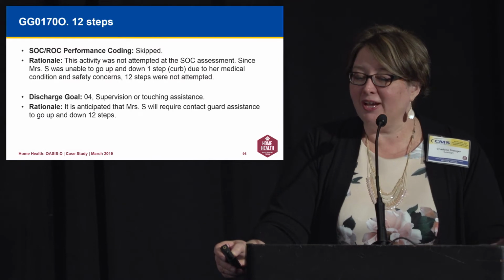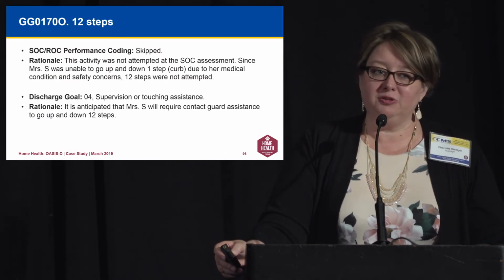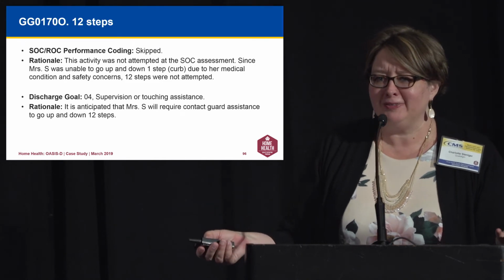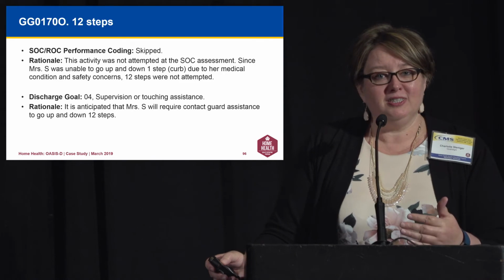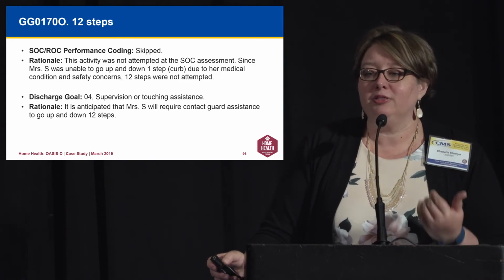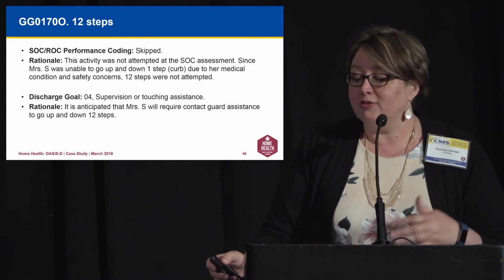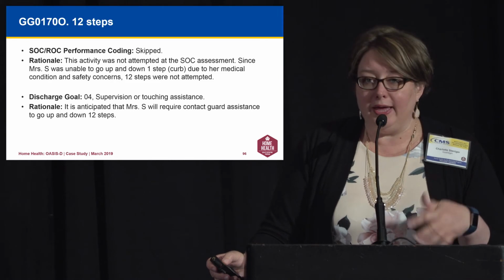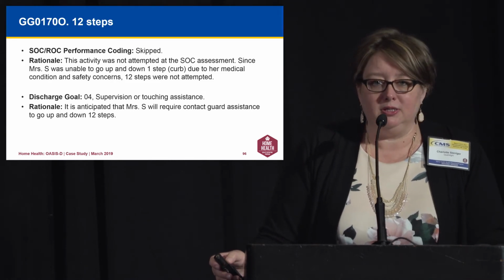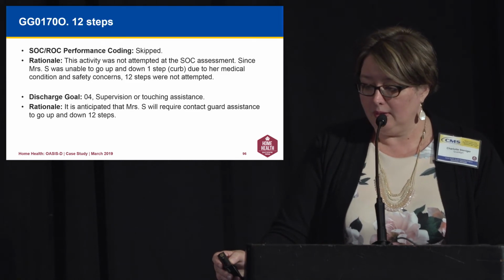Right, so again, we're gonna skip that start of care performance. Again, she can't do 1 step. How in the world would she ever do 12 steps, right? So we skip that one, we move on to the discharge goal, because again, we believe that there is a chance that she's gonna be able to get to that level of assistance of supervision and touching, right? And then requiring that contact guard assistance to be able to negotiate those 12 steps up and down, okay?